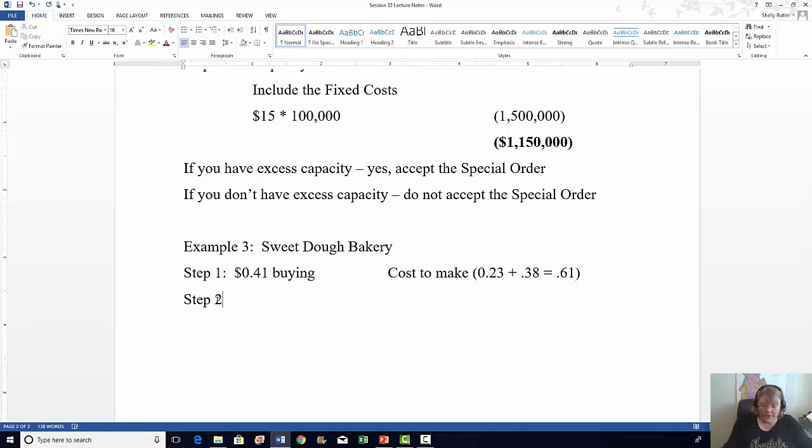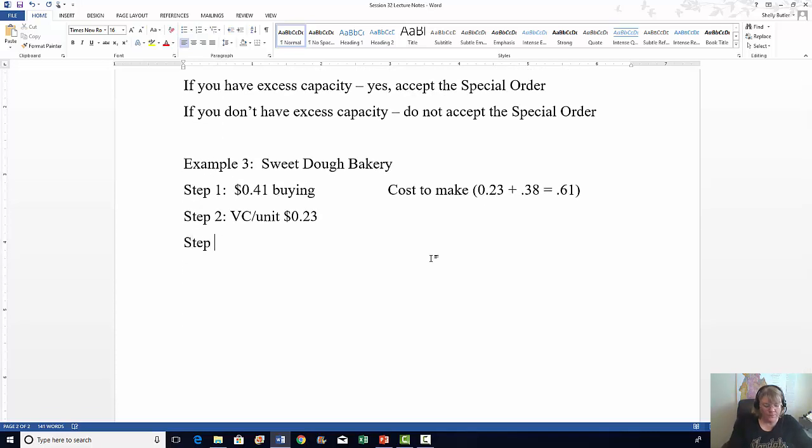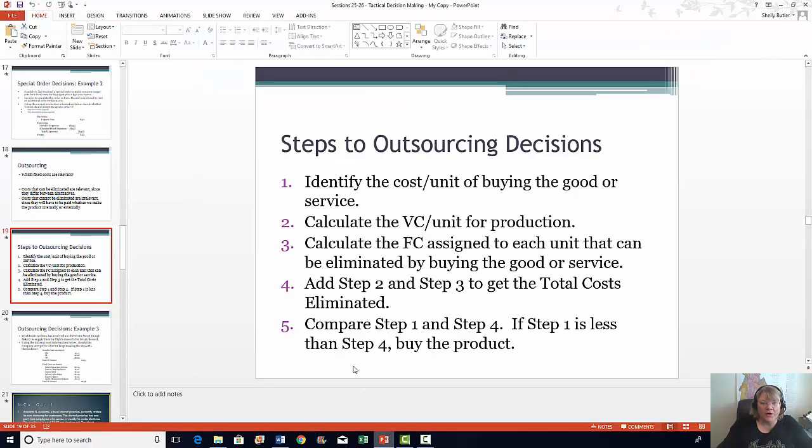Step 2. And that is the variable cost per unit. So our variable cost per unit is 23 cents. We have that right here. Okay. And now our step 3. We want to calculate the fixed cost assigned to each unit that can be eliminated by buying the good or service.